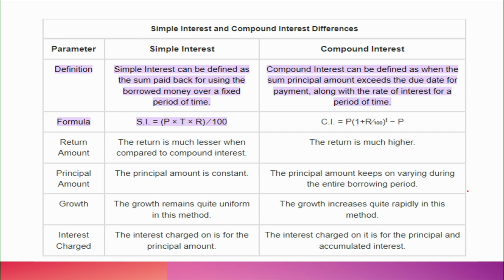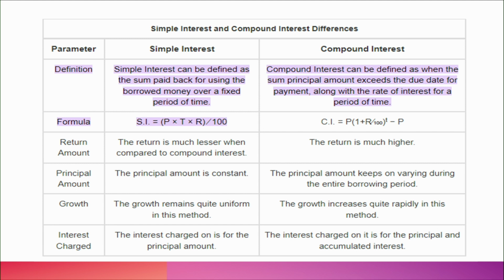And the return amount, the return is much lesser when compared with compound. When you compare the compound interest amount and the simple interest amount, the interest is much higher in compound. In simple interest, the principal amount is constant throughout the tenure, the term of the loan, but in compound interest the principal amount keeps on varying during the entire borrowing period. So, every year the principal amount will change.